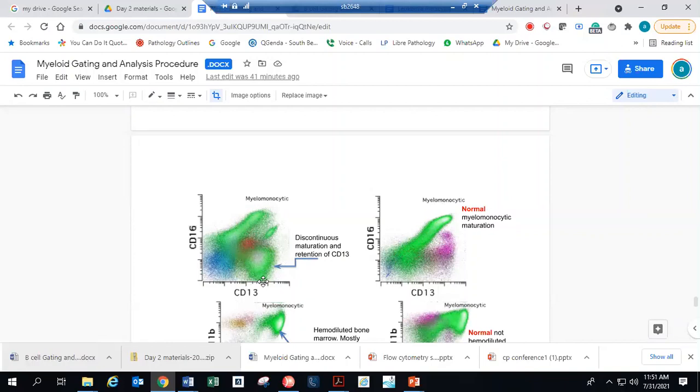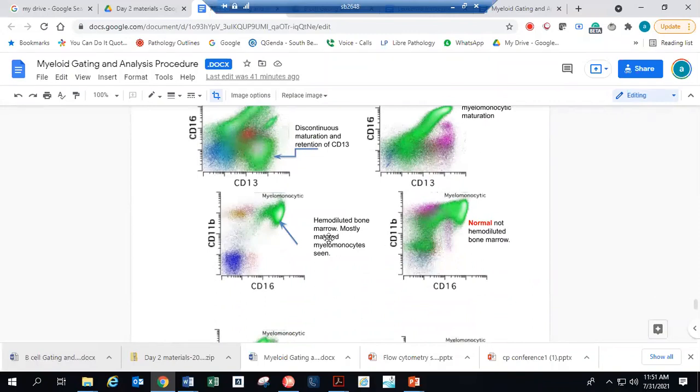So when you start comparing, most of the labs have a normal plot as to how a normal should look like. They have developed their own plots and everything. So when you don't remember what a CD13 should do or what a CD16 should do, you just go back and compare your normal with abnormal, and you will know that this is abnormal.